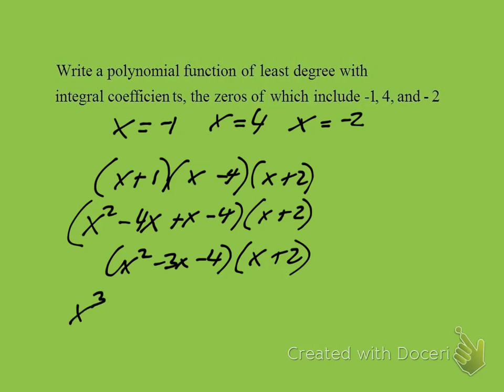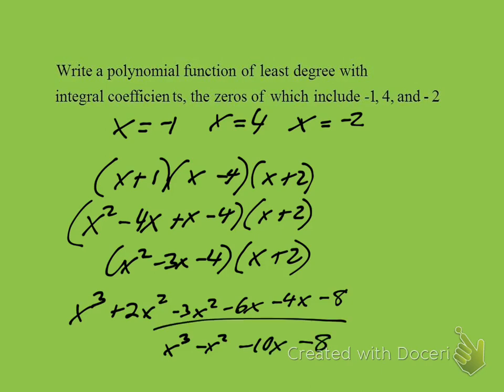x squared times x is x cubed. x squared times 2 is 2x squared. -3x next into the binomial, so -3x squared minus 6x, and then -4 into the binomial. -4x minus 8. Go through and get your like terms one last time. So x to the third minus x squared minus 10x minus 8. And that's your answer.